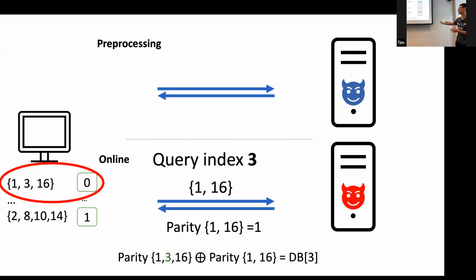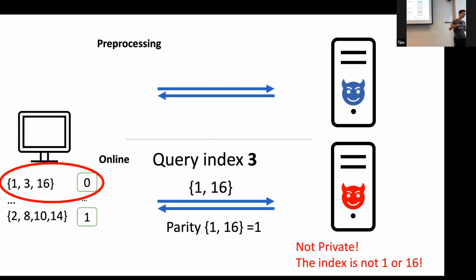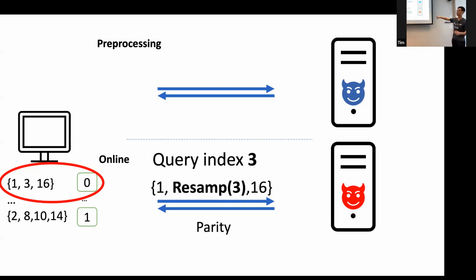So this is actually very simple, right? Because you always delete 3, the server is going to know that it's not 1 or 16, right? And how do we fix that? The answer is simple: instead of deleting 3 directly, we resample 3. Remember that we draw each index with probability 1 over square root n. So we just simply redraw 3 with the same probability, okay?